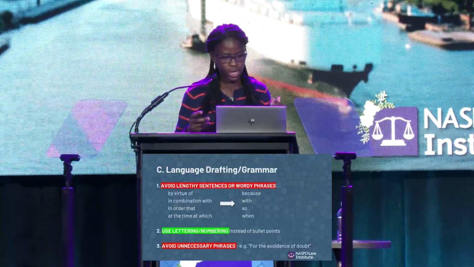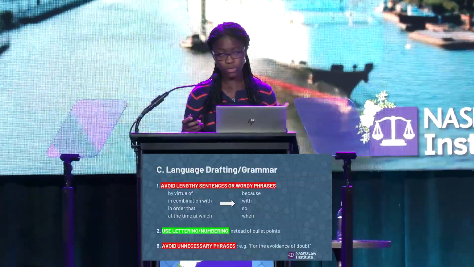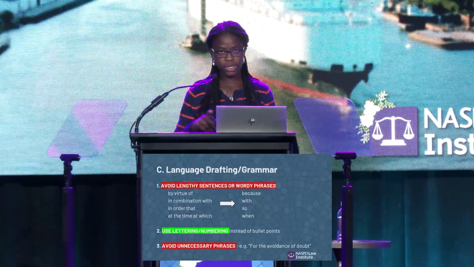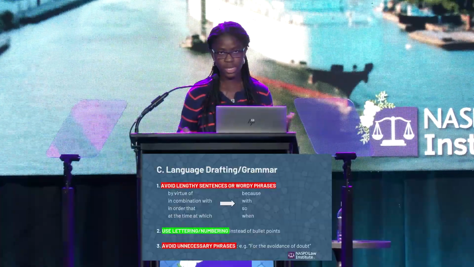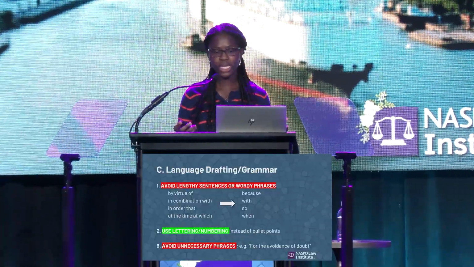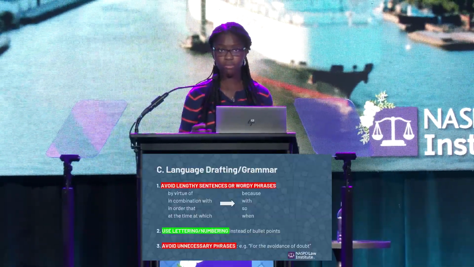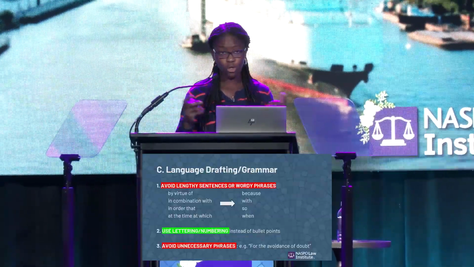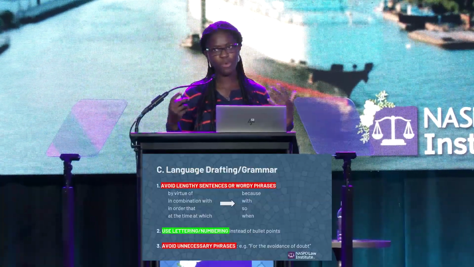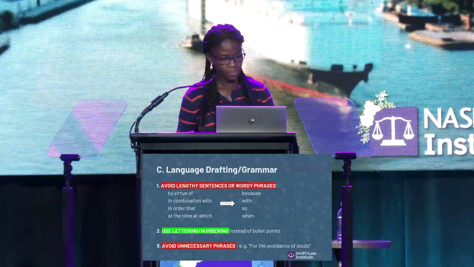And then avoid unnecessary phrases, like for the avoidance of doubt. The reason why we're having the four corners of our document, or we're drafting the solicitation, is for the avoidance of doubt of both parties. So you don't need that phrase anywhere in the document. Once the document is clear, once you have everything you need in it, all doubt is avoided. So no need for phrases like that. People drafting the thing think it makes it sound professional, but it's kind of the opposite.